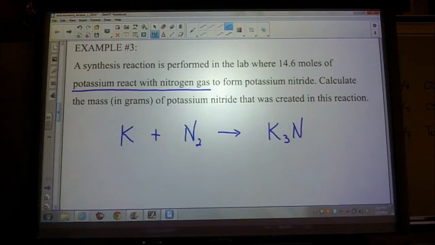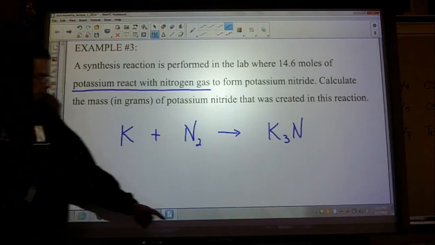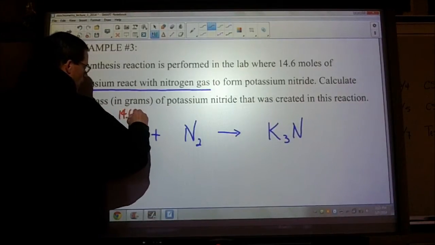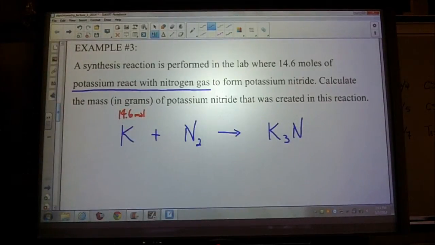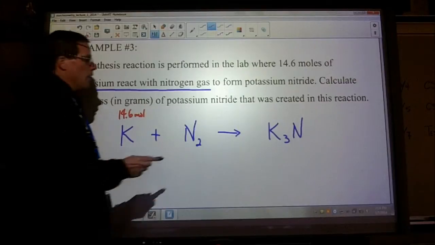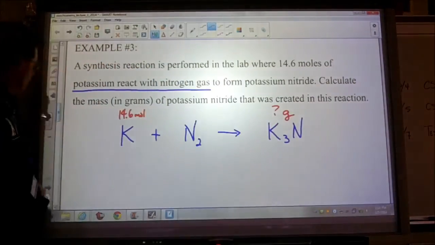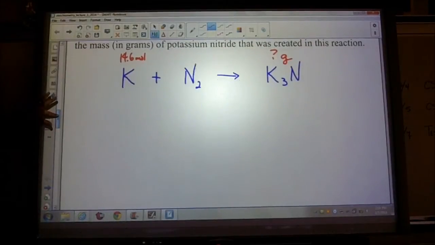So make sure that you're balancing charges if it's ionic, and that is. Let's also write down what we know. What do we know? 14.6 moles of potassium. And what are we looking for? The potassium nitride in grams. So we're looking for the mass, grams this time. We balance it out.